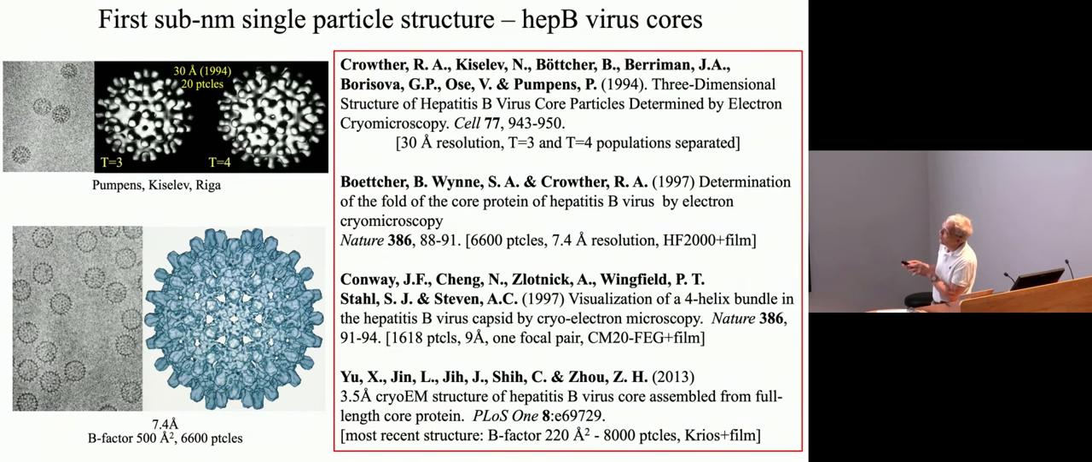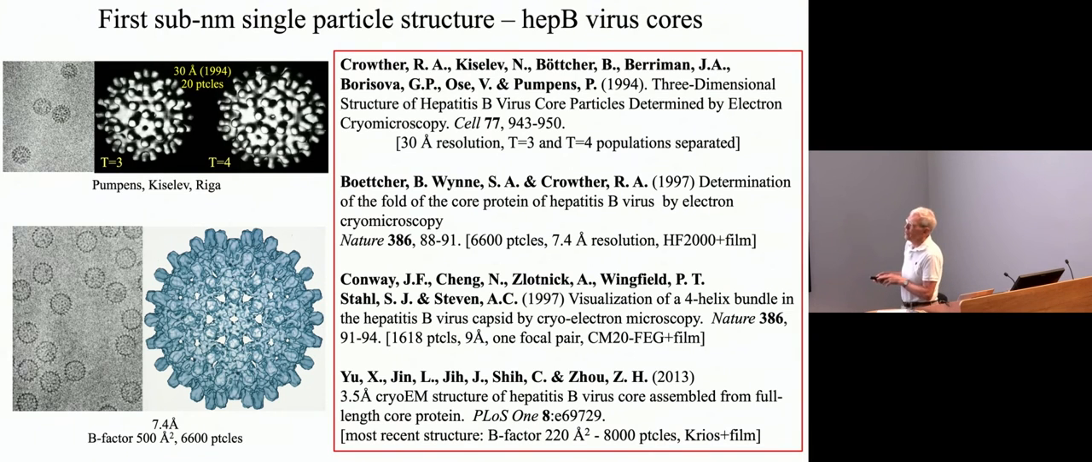This was done on film, but on a microscope without a field emission gun, and they got to 30 angstrom resolution, published it in Cell, and then Bettina went on. Then by 1997, so between 1994 and 1997, we acquired this Hitachi HF2000 with a field emission gun, and that made a big difference. So here was a similar image of a better sample that Sam Wynne had developed by mutagenesis, one that was mainly T equals 4.